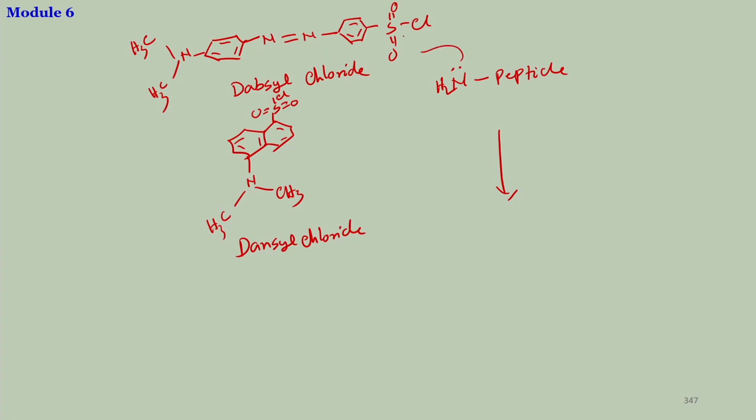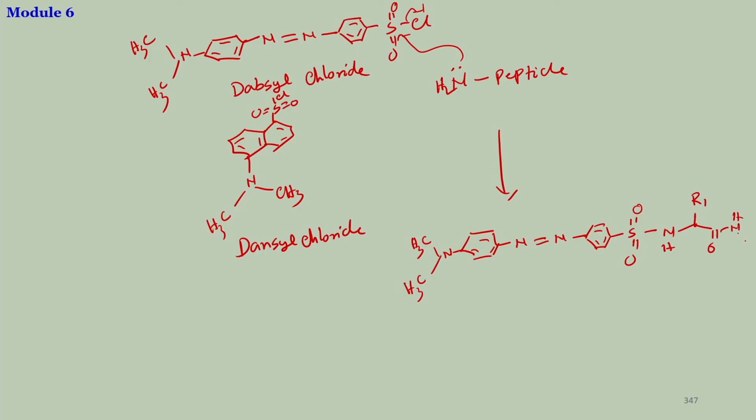Simple reaction, nucleophilic substitution, chloride out. I am just writing this. CH3 in double bond in, NH. Now, you can draw the other peptide. So, R1 CO NH and so on, followed by hydrolysis.